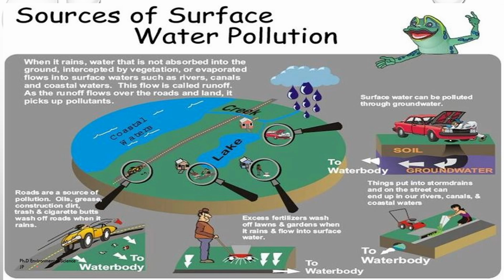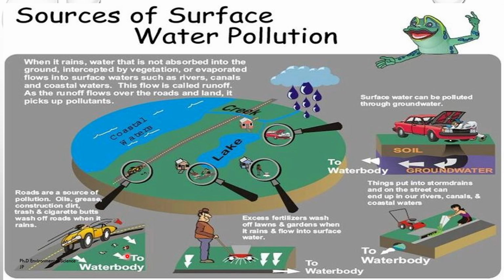So this image illustrates various sources of surface water pollution and explains how pollutants enter surface water bodies like lakes, rivers, creeks, and coastal waters. First is runoff from the roads. When it rains, water that is not absorbed into the ground flows over the roads. Roads contribute oils, greases, construction dirt, trash, and cigarette butts. These pollutants are washed off roads into the surface waters along with the runoff.